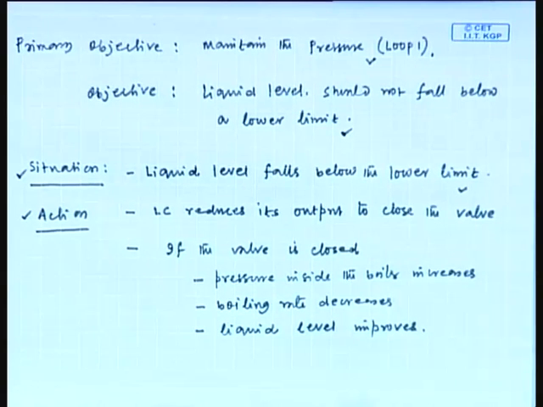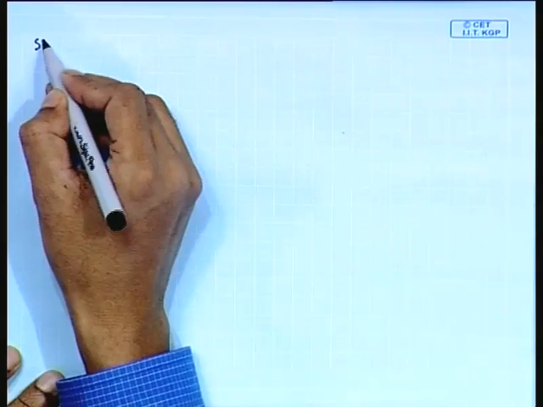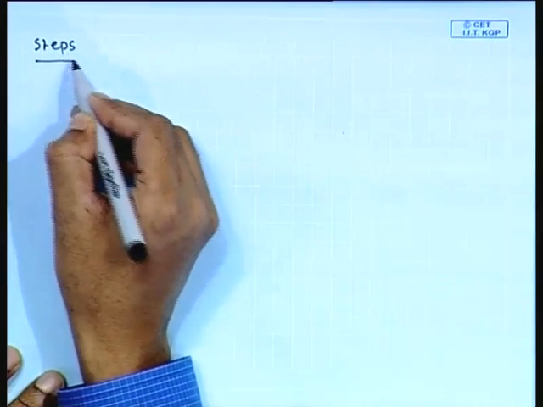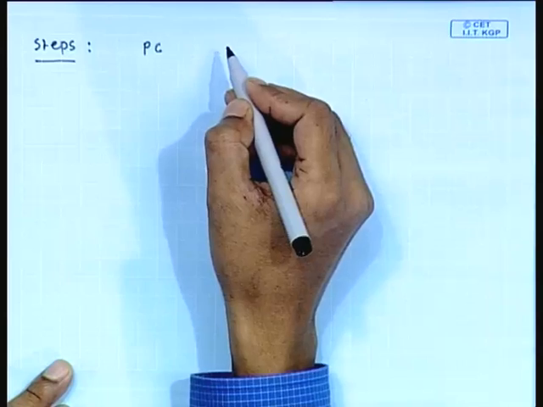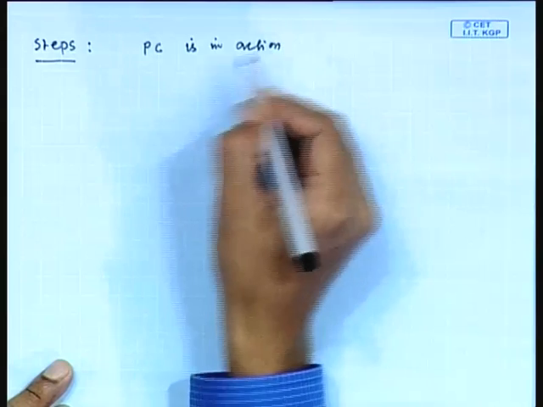Fine. It closes the valve because it exceeds the lower limit. So, the crucial action is required from the level controller side. This is a situation and the corresponding action taken by the level controller. Now, I am just trying to highlight the steps. Initially, the pressure control loop is in action.